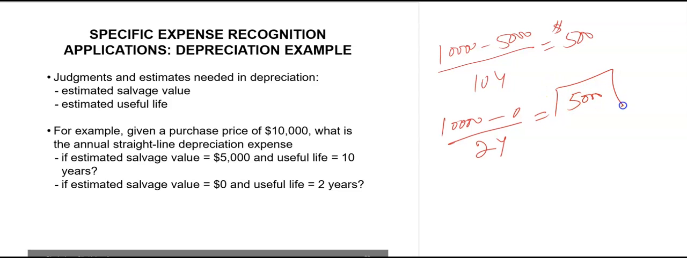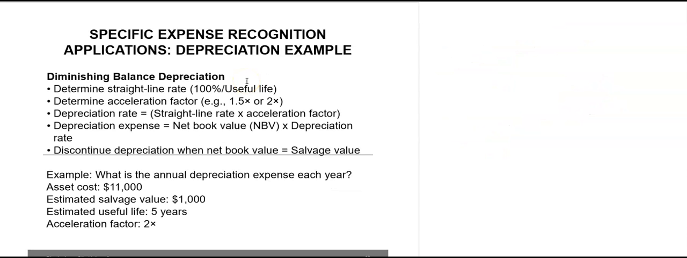So we see that the amount reported as depreciation is quite sensitive to the assumptions made regarding the salvage value and the useful life. The alternative to the straight line depreciation method is the accelerated method, and the most common one is the diminishing balance depreciation. To use diminishing balance method, first determine the straight line rate, which is equal to the value of the asset divided by its useful life.